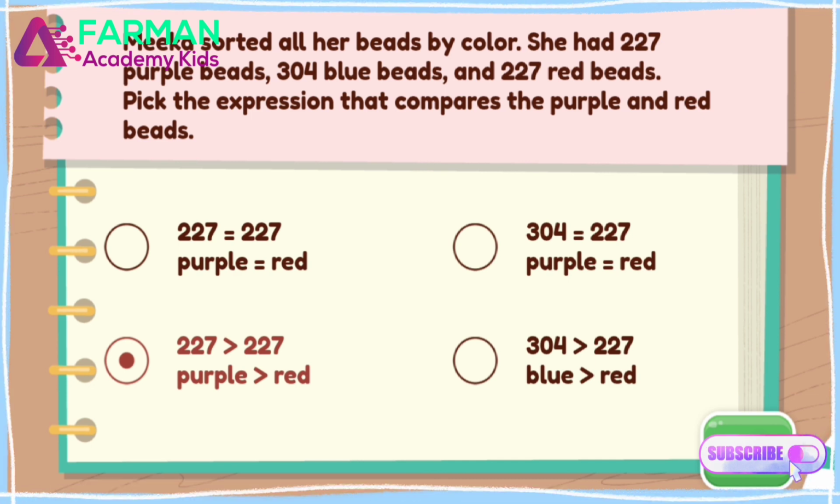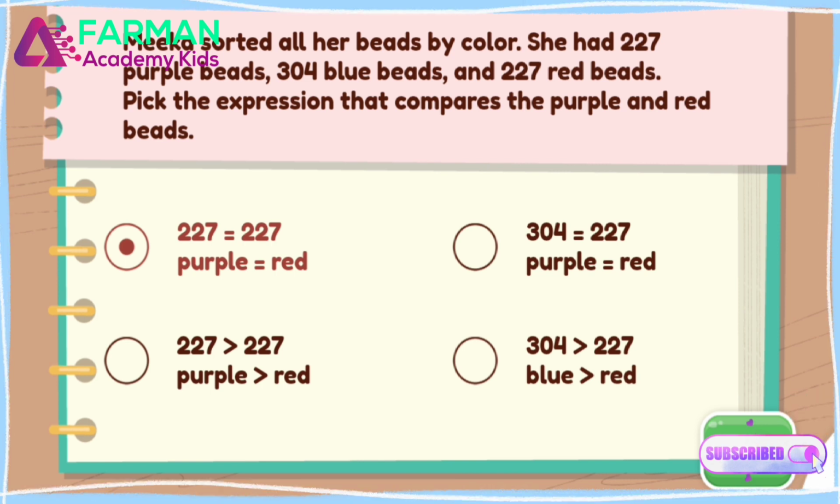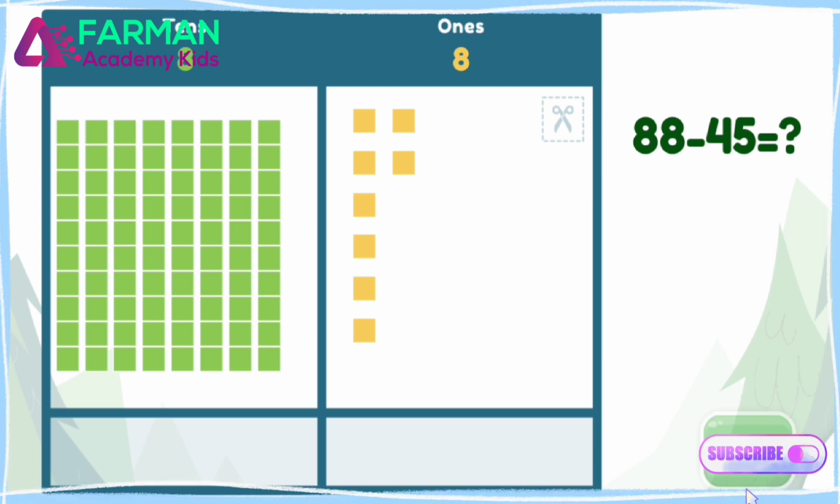How many beads are purple? How many beads are red? Hooray! Mika had the same amount of purple and red beads. Let's solve this together. First, take away 5 yellow ones. Then take away 4 green tens.